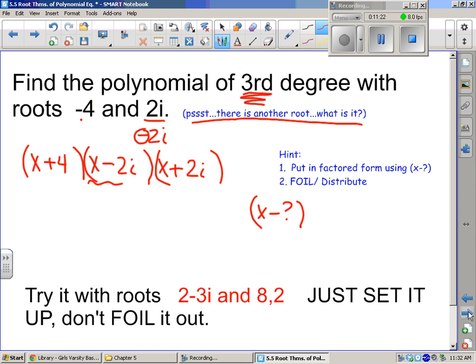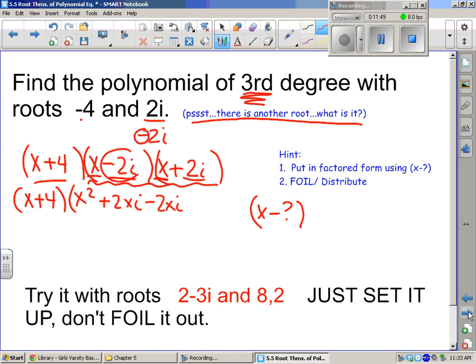So I'm going to take these two first and FOIL them out, and then we'll take this one at the end and distribute with that. All right, so we'll start. x times x is x squared. Let's write this other part so I don't forget it. Sometimes I tend to do that. x times 2i is plus 2xi. Then negative 2i times x is negative 2xi again.